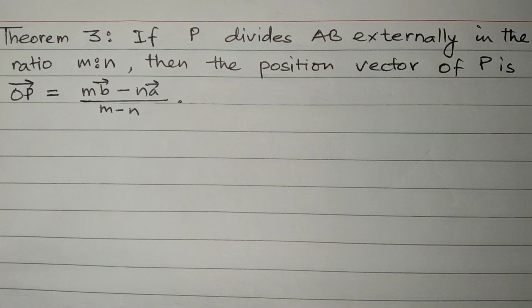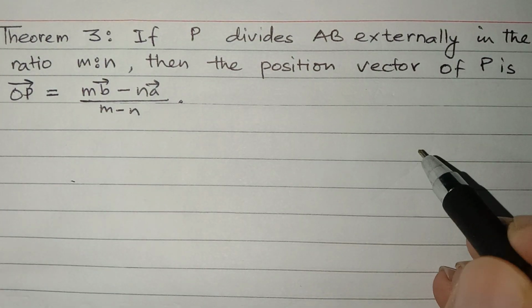So this is our theorem 3. If P divides AB externally in the ratio m is to n, then the position vector of P is OP vector equal to m times vector B minus n times vector A divided by m minus n. So first of all, let's check what this is.